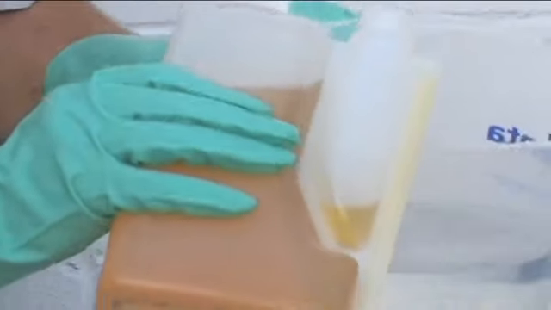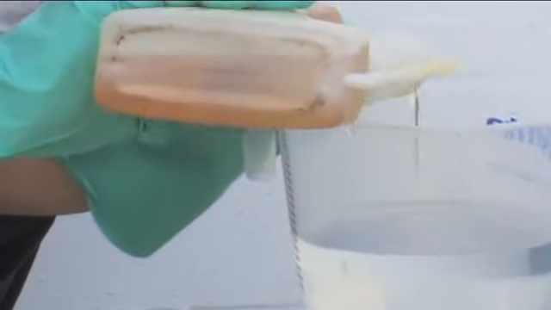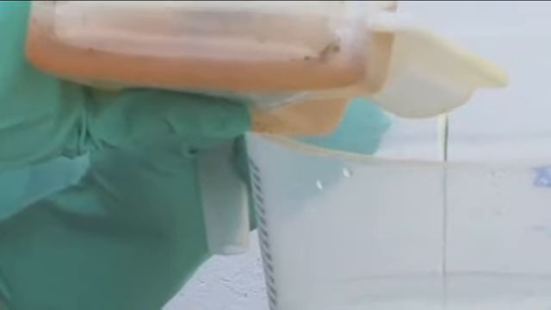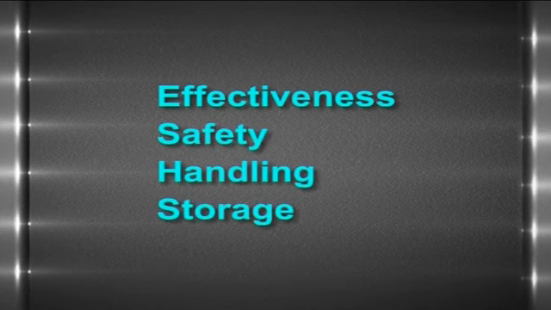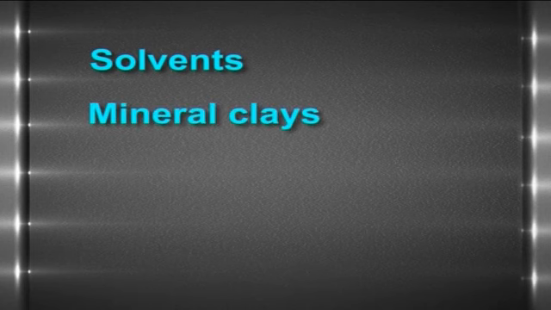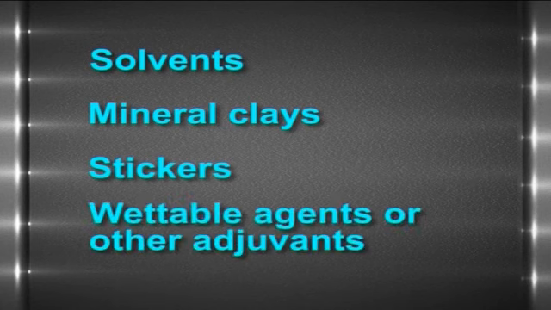When a pesticide active ingredient is manufactured, it is not in a usable form. The active ingredient may not mix well with water or may be unstable. Therefore, the active ingredient is mixed with other compounds to improve its effectiveness, safety, handling and storage. The other compounds can include solvents, mineral clays, stickers, wettable agents or other adjuvants.